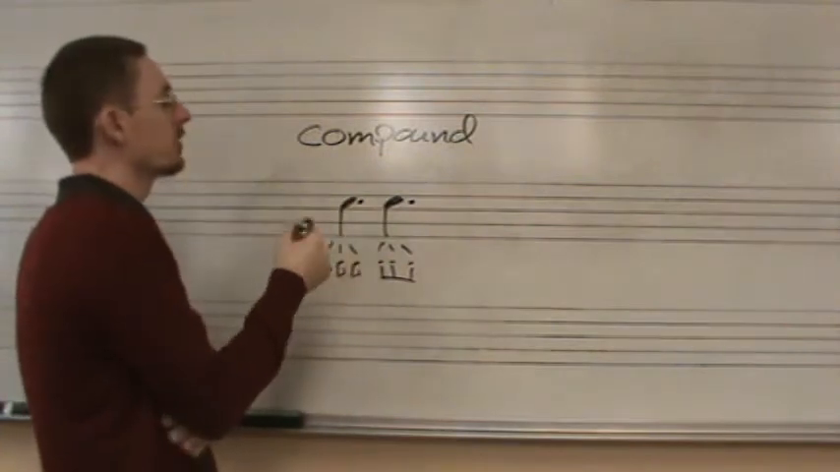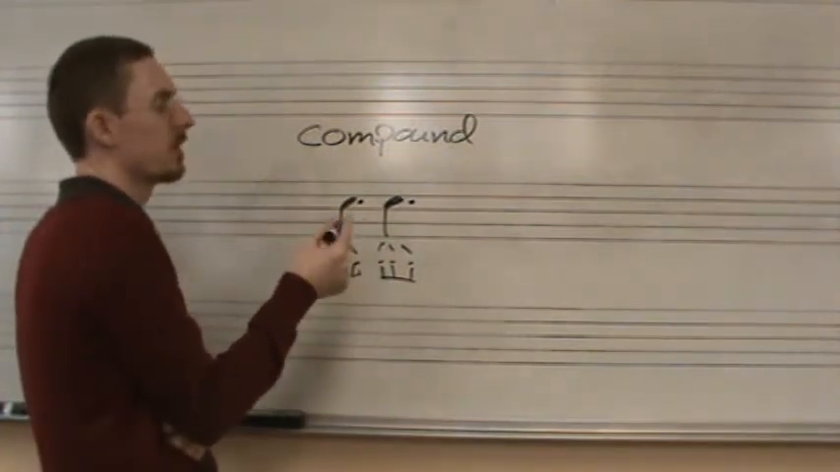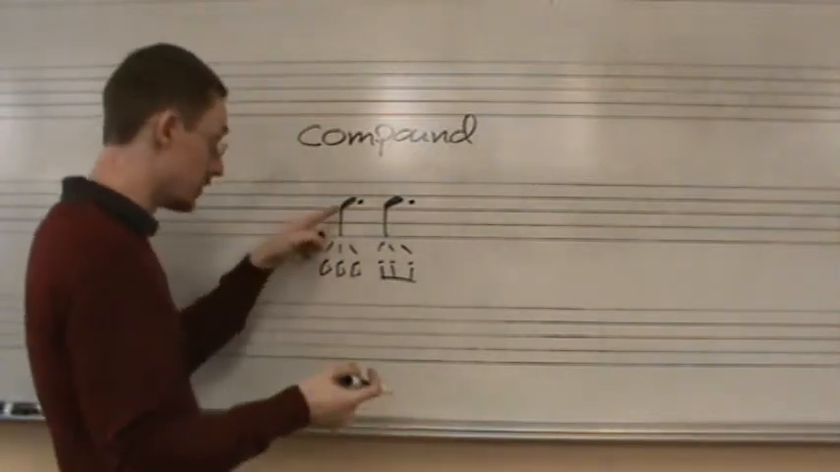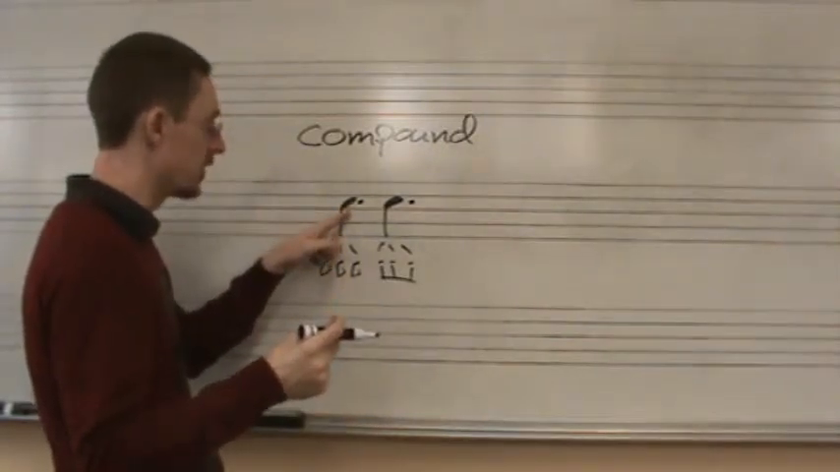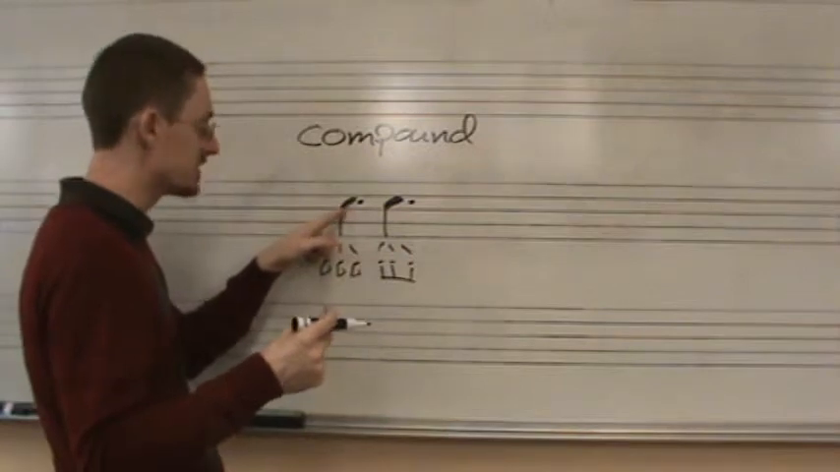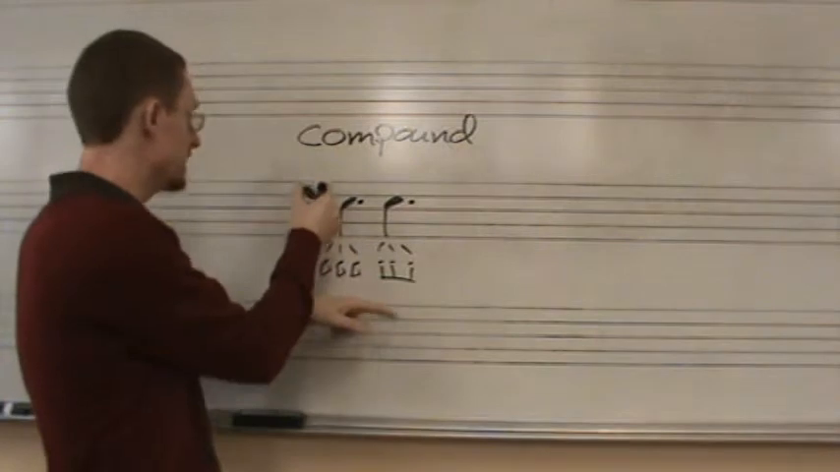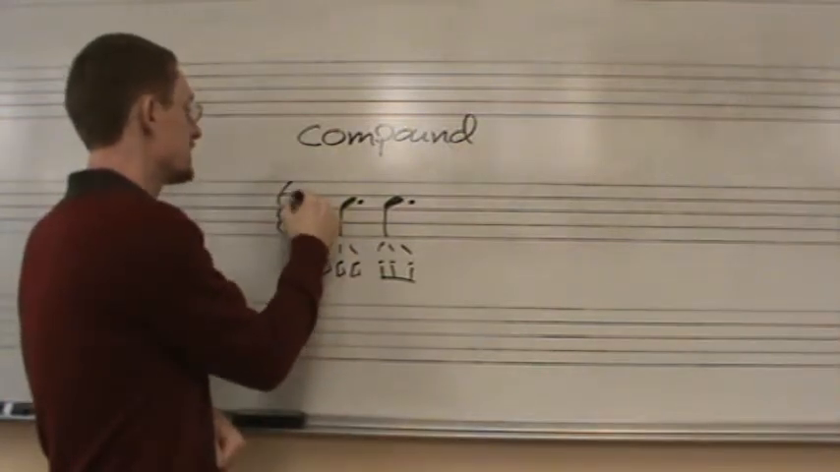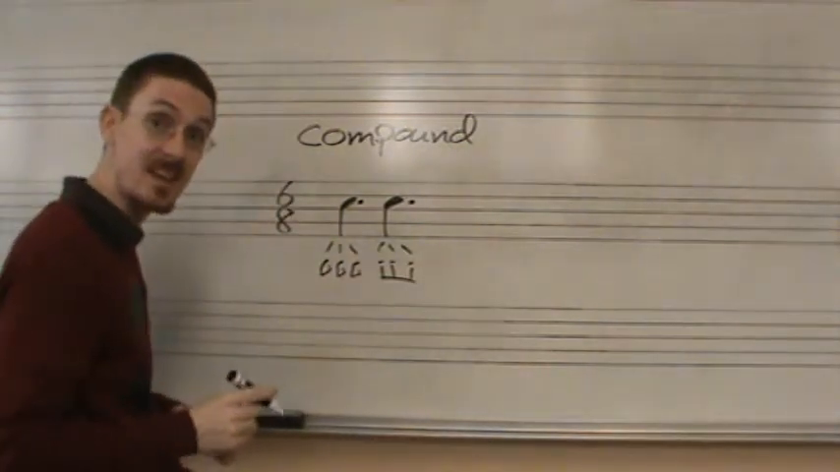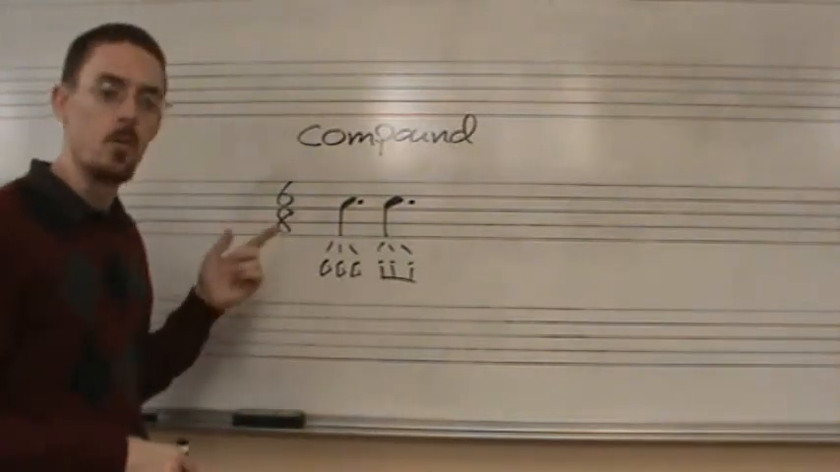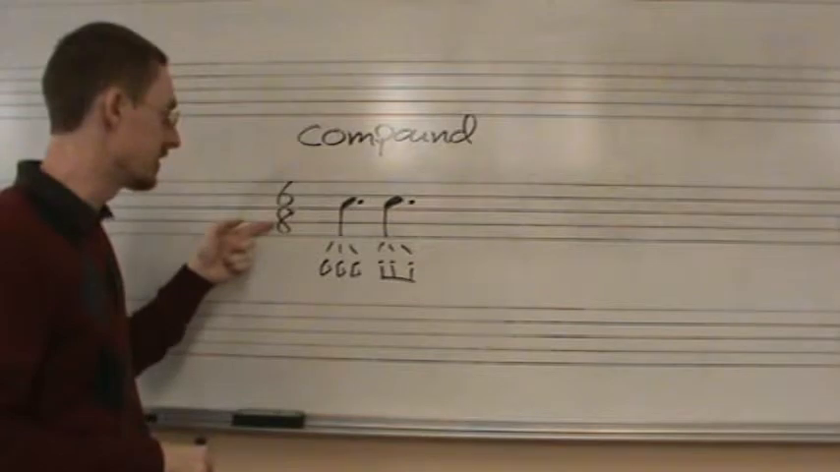The most common compound meter, or one of the most common, is compound duple, meaning it's in two, because the dotted quarter note is getting the beat and is divided into three. It's probably one that you've experienced many times: 6/8 time. And you may wonder, well, wait, that doesn't make any sense. It says there's six beats, and the beat is the eighth note.